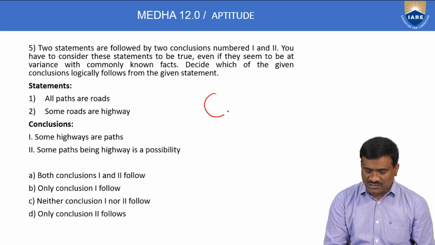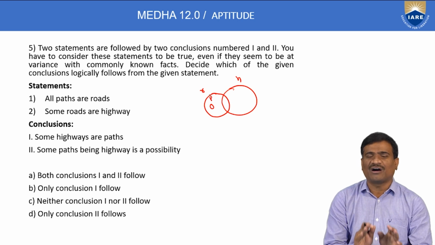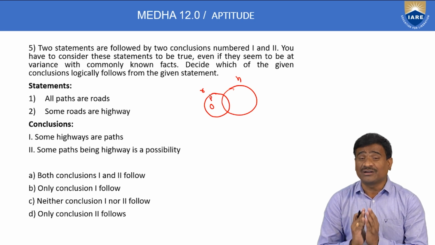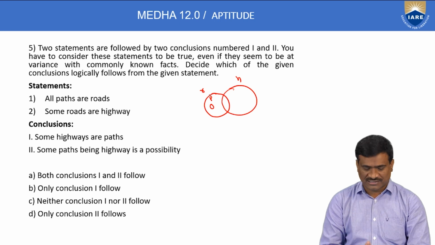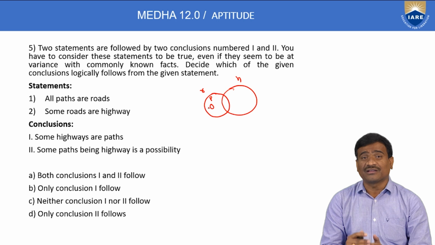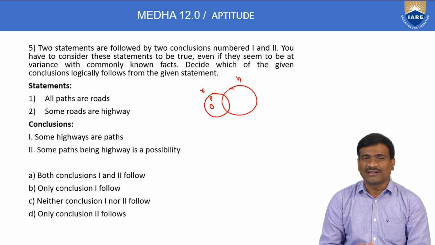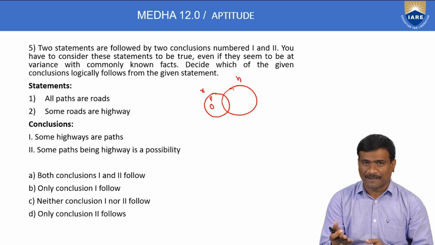Which means some roads are highways. This is called the first Venn diagram. Some roads are highways. Second, all. This indicates the all relation. This is called the Venn diagram of the 2 given statements. In that Venn diagram, check the conclusions. Number 1: Some highways are paths. The highway-path relation is not given. We know that in the logical deduction topic, if the relation is not given, then select the option maybe.